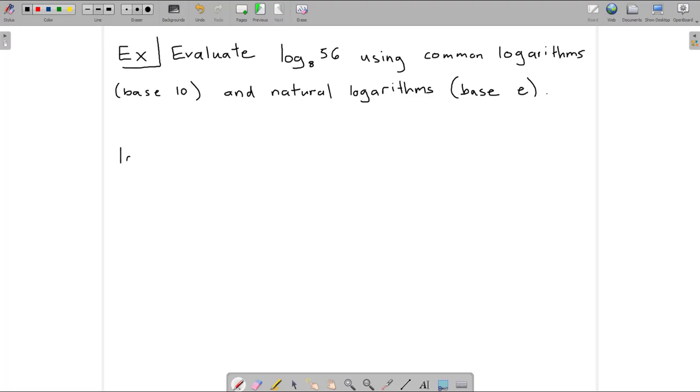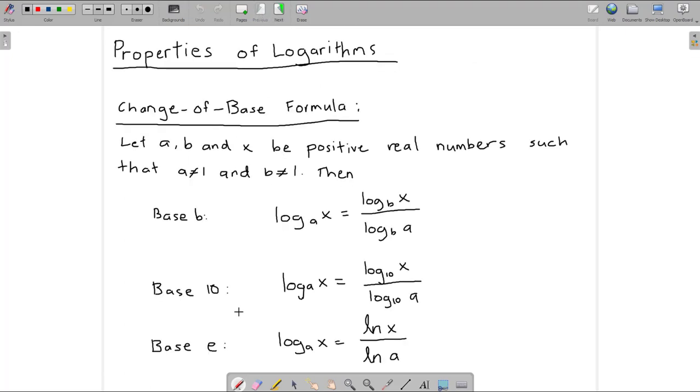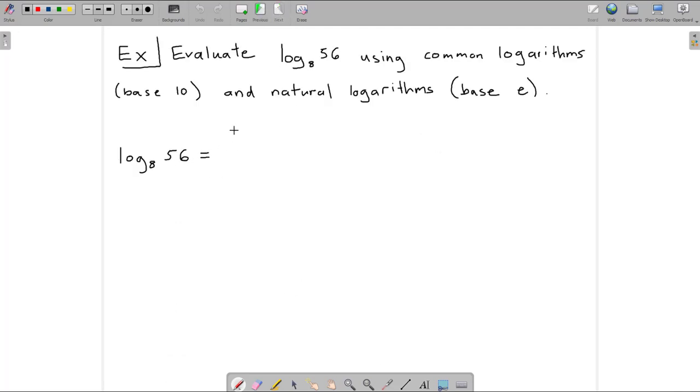So let's convert to base 10 first. Log base 8 of 56 equals what in base 10? Let's go back to our change of base formula for a second here. If I want to go to base 10, log base a of x equals log base 10 of x over log base 10 of a. So this is going to equal log base 10 of x, which is this 56 here, over log base 10 of a, which is 8 here.